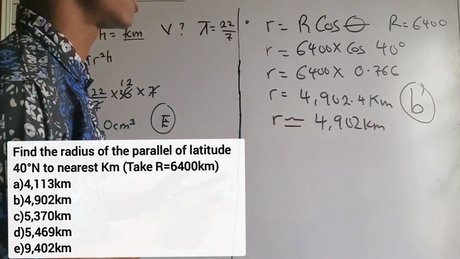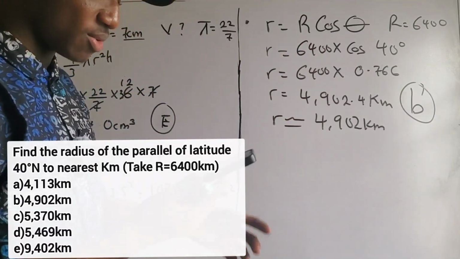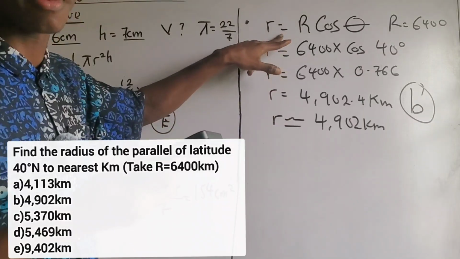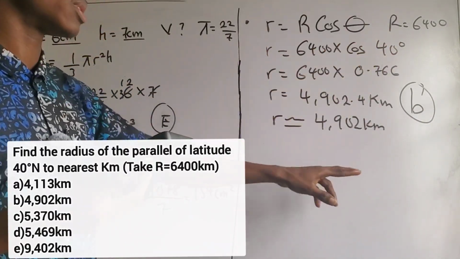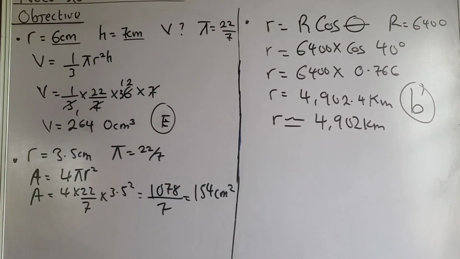The radius of latitude is given by this formula. Are you getting it? So just plug in the values that you are given. We are given that the radius of the parallel of latitude is given by this formula. You understand? And we are given the angle as 40°. So I just plug in the values and get this. Do you understand? Okay. Let's make progress.